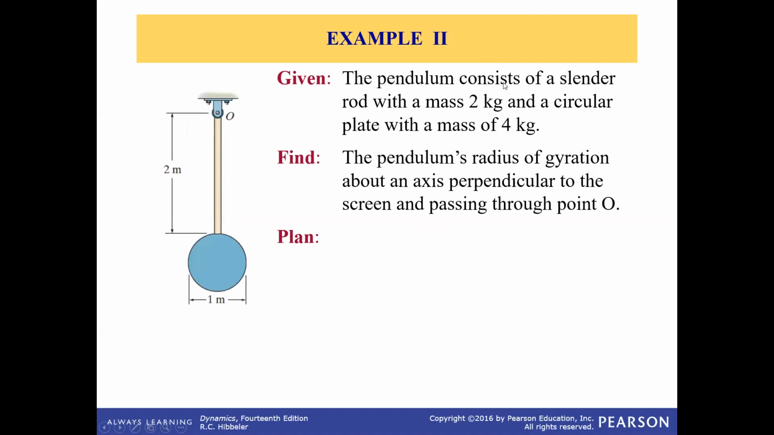All right. If not, then we'll take a look at a second example here. This one says, if you have a pendulum consisting of a rod and then a circular plate. Okay, so this is a cylinder rod, this is a circular plate. This one is 2 kilograms, this one is 4 kilograms. Find the pendulum's radius of gyration about an axis perpendicular to the screen and passing through point O. Okay, so it's about this point.